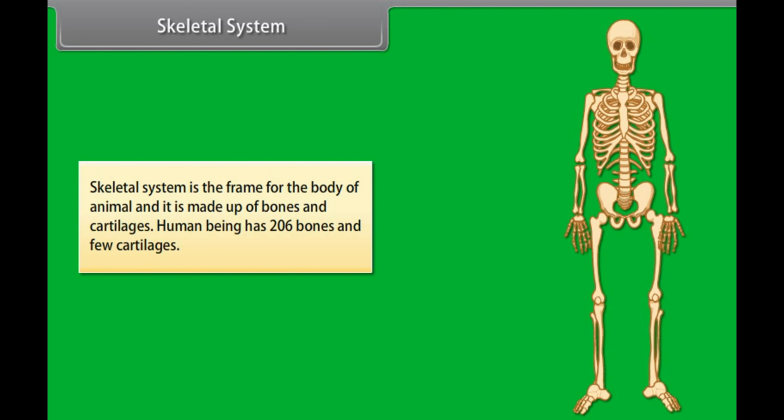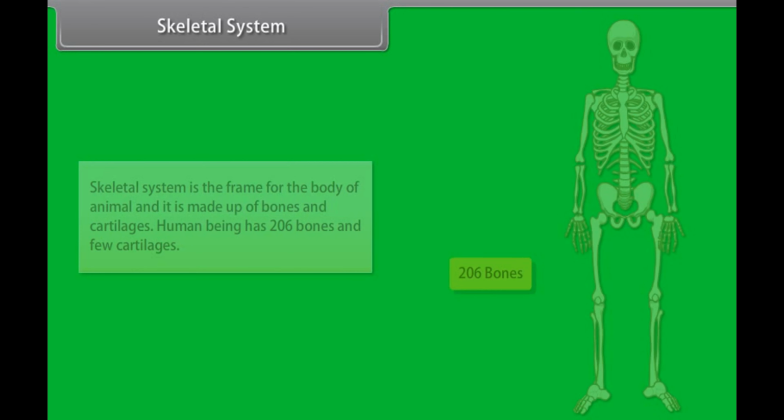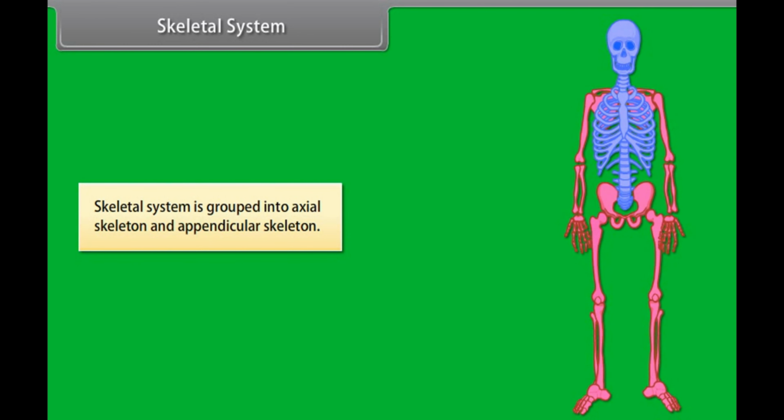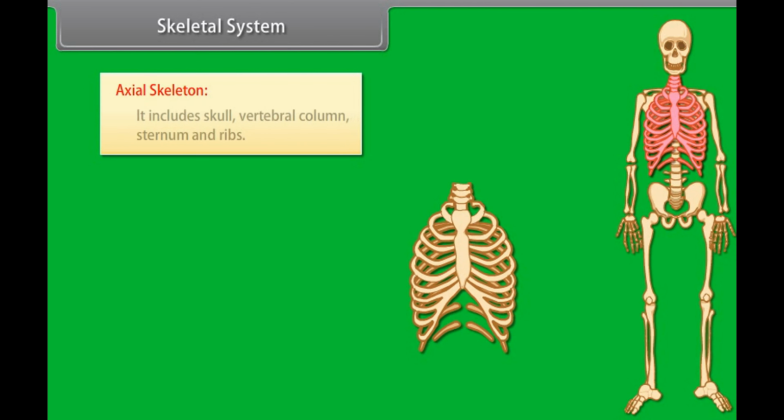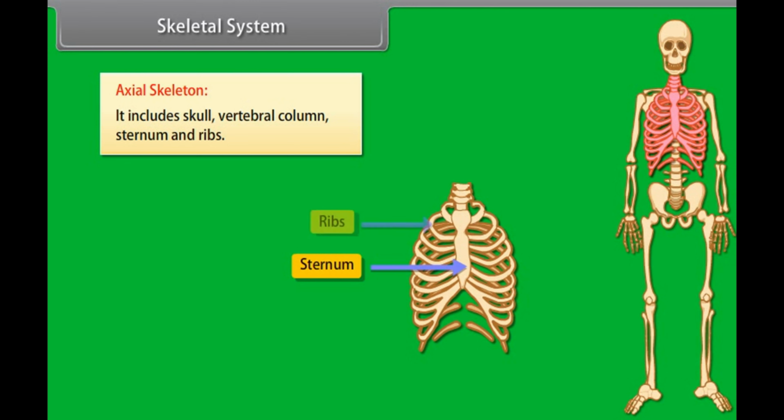Skeletal system. The skeletal system is the frame for the body of an animal, and it is made up of bones and cartilages. Human beings have 206 bones and a few cartilages. The skeletal system is grouped into axial skeleton and appendicular skeleton. Axial skeleton. It includes skull, vertebral column, sternum and ribs.